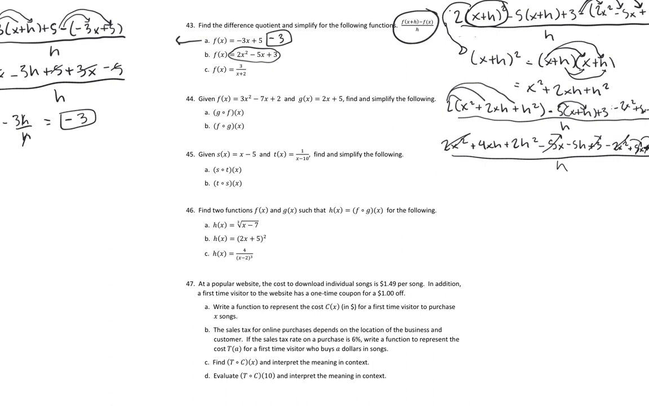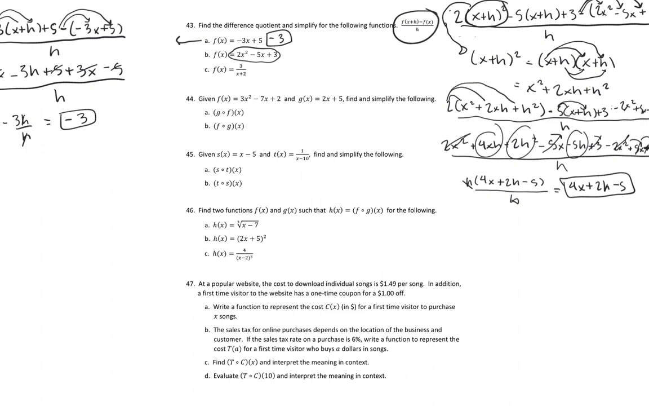Now, notice that all of these terms have an h with it, right? So we can factor an h out. And so if we factor an h out of all of that, that's going to be h times 4x plus 2h, and then minus 5, all over h. And so then the h's cancel, right? Which is perfect, and just leaves us with 4x plus 2h minus 5 after all is said and done.